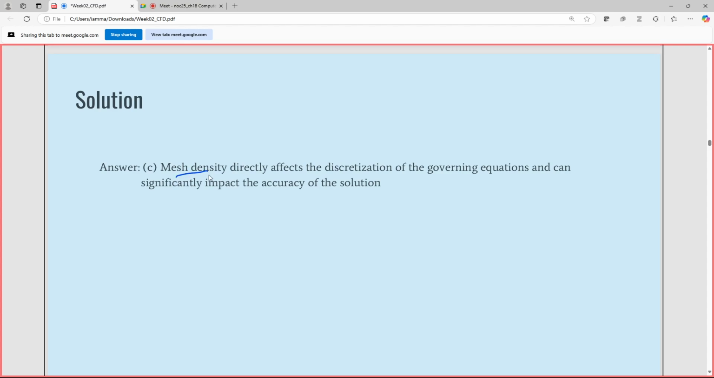Suppose we have a complicated geometry. In some regions, we will need a higher density mesh. In other regions, we can go for a lower, less dense mesh. If you have seen some meshes, suppose flow over a wing, some flow over a NACA profile or something, then you will see where the flow hits that particular foil, that particular object, in that portion the density of the mesh will be very much higher.